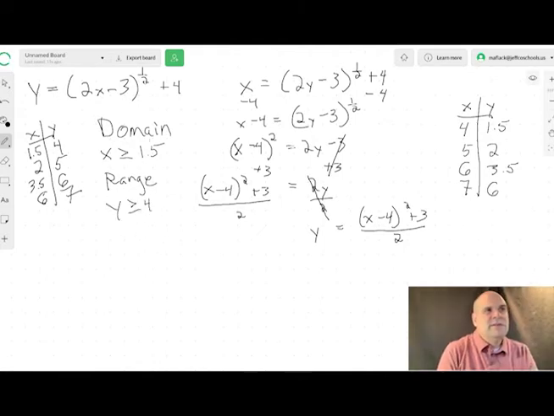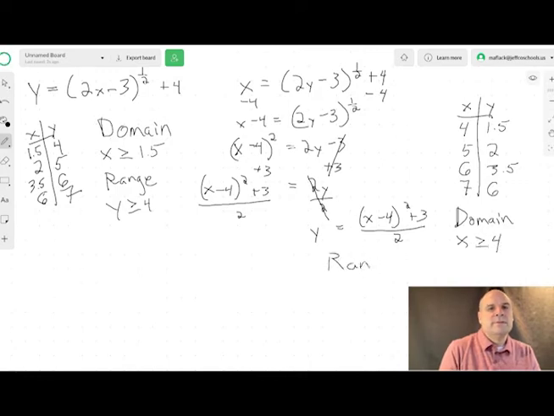Okay, so if this is our domain and range of our original function, we're going to just reverse that for our inverse function. So if the range of our original function was y is greater than or equal to 4, our domain is going to be x is greater than or equal to 4. And our range is going to be y is greater than or equal to 1.5.